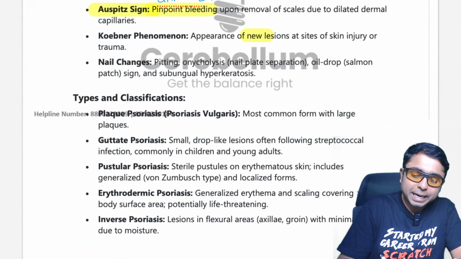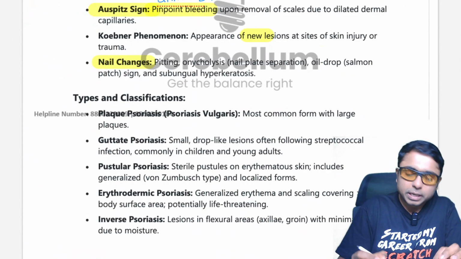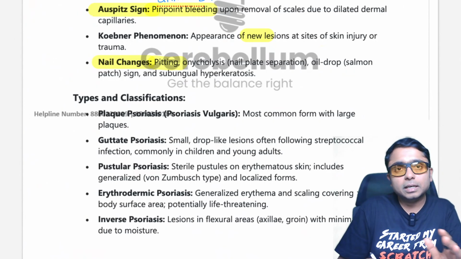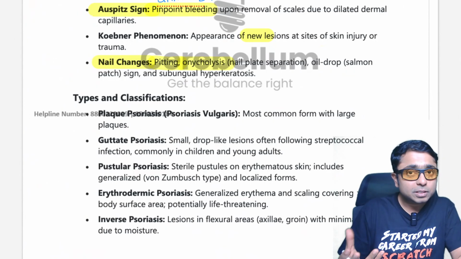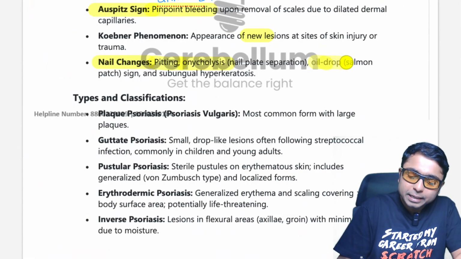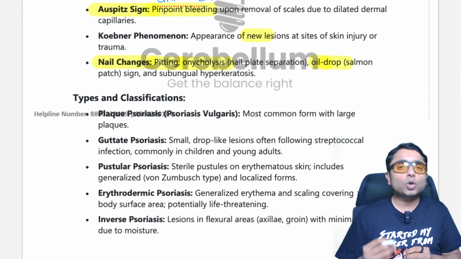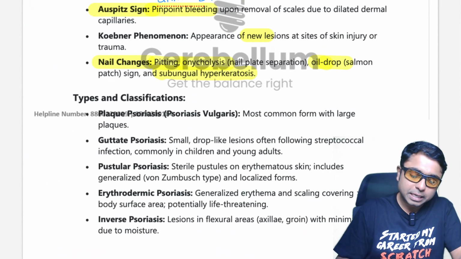So what are the important nail changes? This is also an important question. So remember, the most common nail finding is going to be the pitting of the nail, which is described as deep, irregular and coarse pitting. And we can also see the separation of the nail plate from the nail bed, which is called as onycholysis. And the most characteristic or pathognomonic sign for psoriasis is the oil drop sign, which is also called as salmon patch. Subungual hyperkeratosis can also be seen.